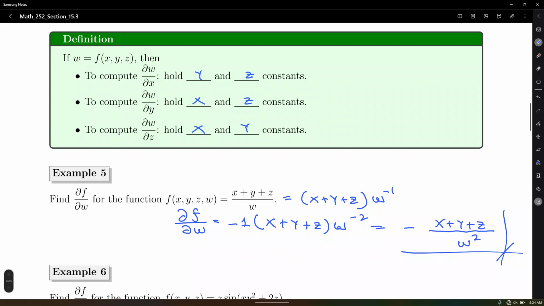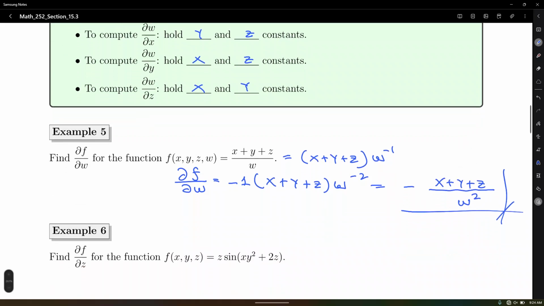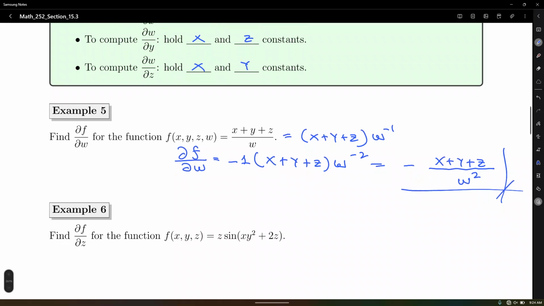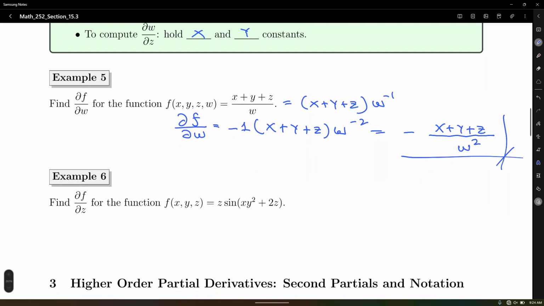Example number 6. For example number 6, they're asking us to find the partial derivative with respect to the variable z for a function w or f that depends on x, y, and z. Alright, so let's discuss the potential differentiation rules that we're going to use. Let's list them. What differentiation rules should we use for this one?